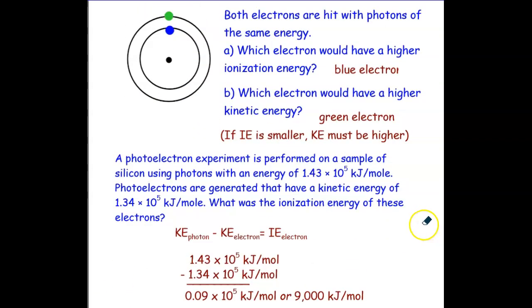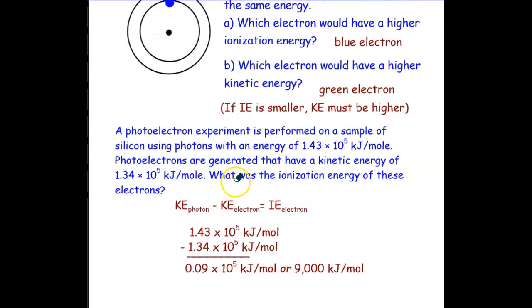Based on Coulomb's law, the blue electron has a stronger attraction to the nucleus. This means it takes more energy to remove it from the atom. If the incoming energy is constant, then the electron with the smaller ionization energy would have the higher kinetic energy, so the green electron has the higher kinetic energy.